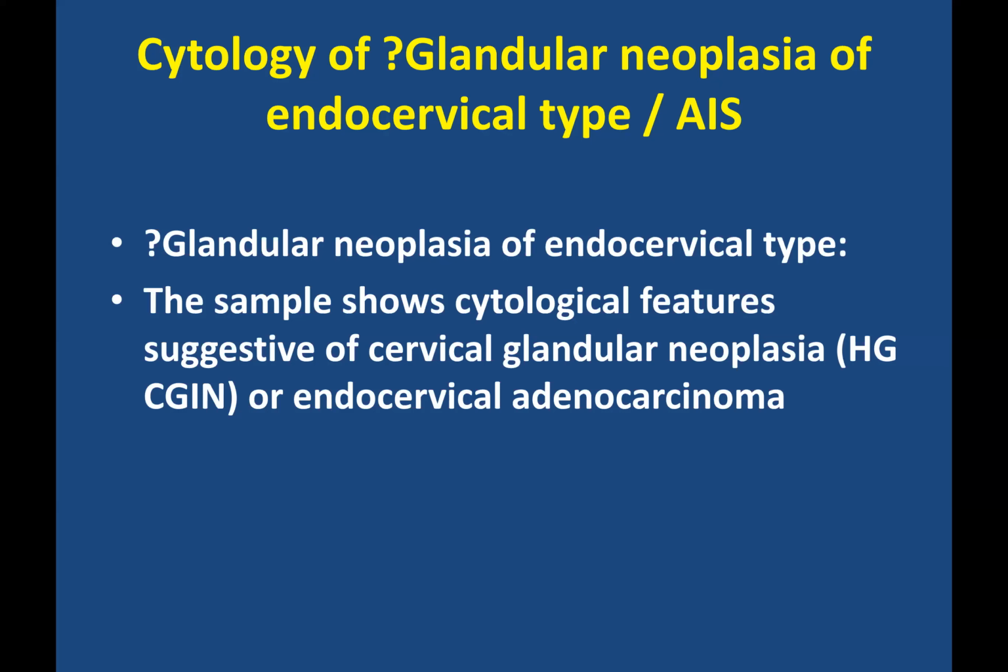So, cytology of query glandular neoplasia of endocervical type. This is when the sample shows cytological features suggestive of cervical glandular neoplasia, high-grade CGIN, or indeed endocervical adenocarcinoma.